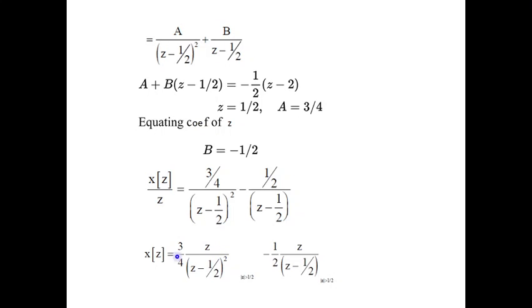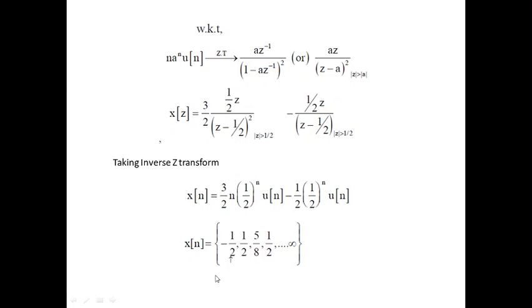However, you can see here in the denominator, we get z minus 1 by 2 the whole square. So we know very well the formula: n into a power n u of n is az divided by z minus a the whole square, modulus of z greater than a. So here we had 3 by 4, whereas in the denominator we had z minus 1 by 2. So we have to get the same a over here. So 3 by 4 is written as 3 by 2 into 1 by 2, minus 1 by 2 z by z minus 1 by 2. So this is nothing but az divided by z minus a the whole square.